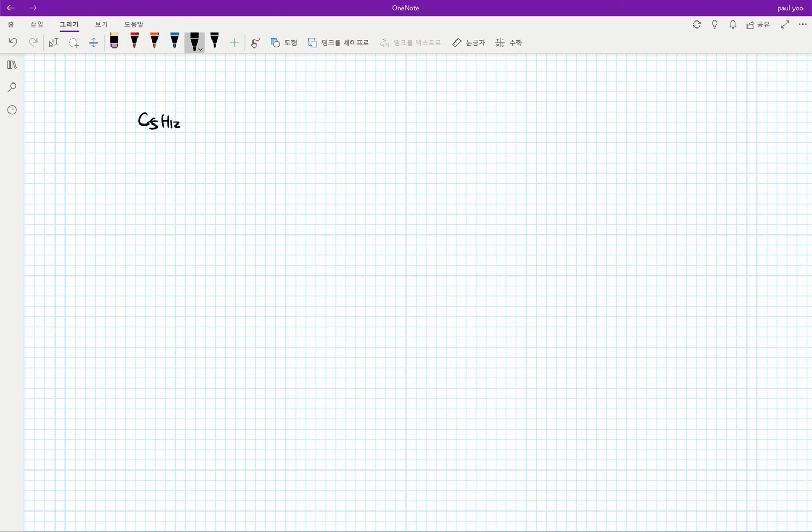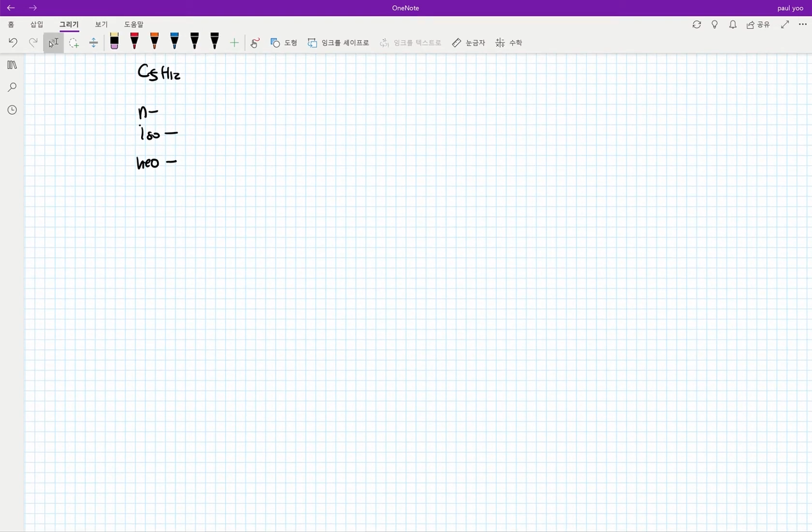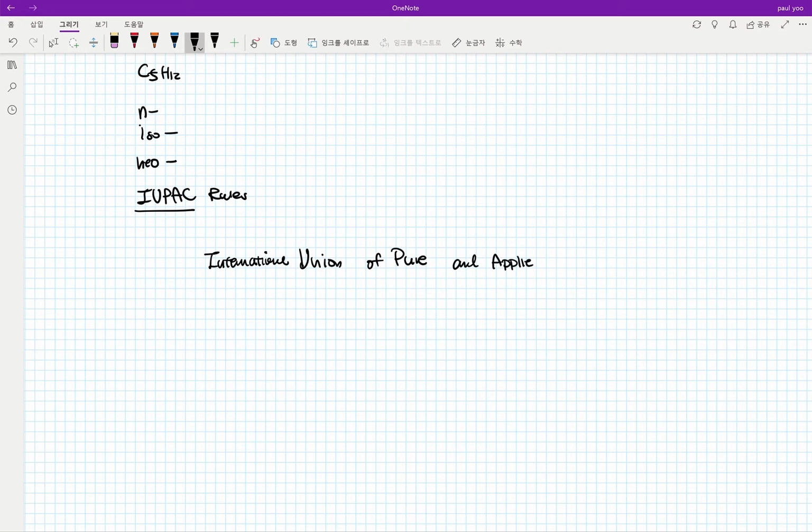C5H12 isomers all incorporate pentane in their names and are differentiated by prefixes of n, iso, and neo. Pentane, where we're now going to start learning about IUPAC rules, where IUPAC stands for International Union of Pure and Applied Chemistry.